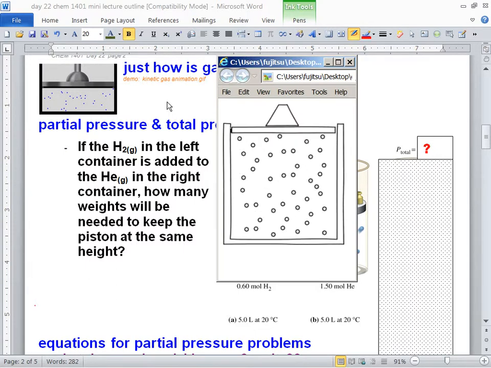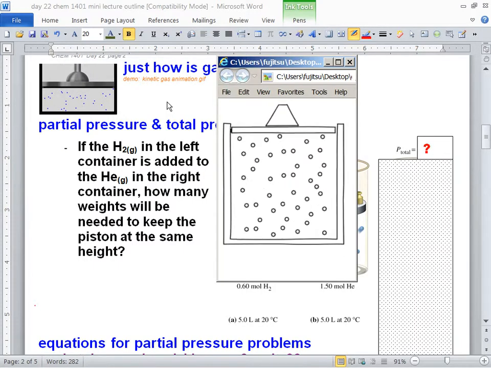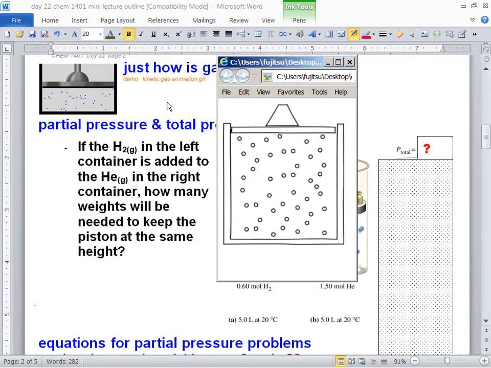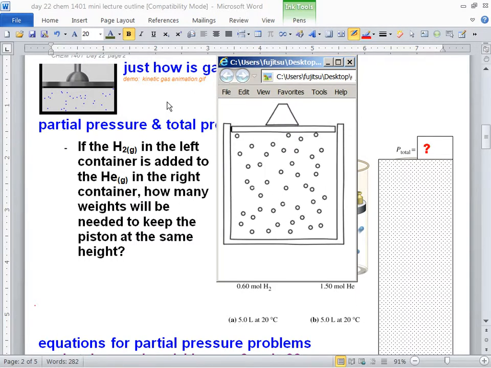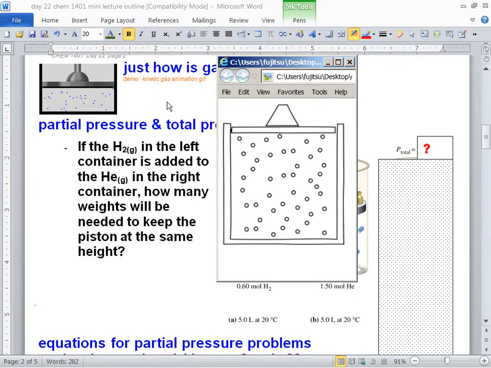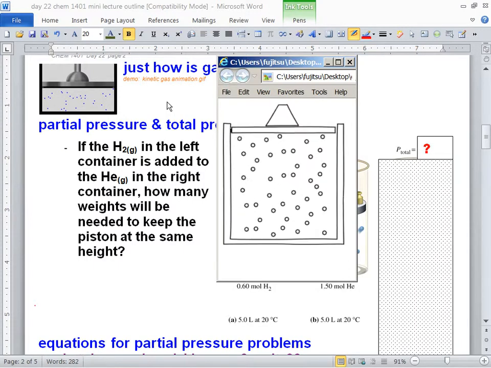So if you didn't have a container, it'd be pretty hard to identify pressure. There's nothing to hit against. So you have to have a container, right? And the harder they hit, the more pressure they should exert. The more often they hit, the higher the pressure they should exert, right? So that's the concept that you need to have in your head. That'll be pretty helpful.